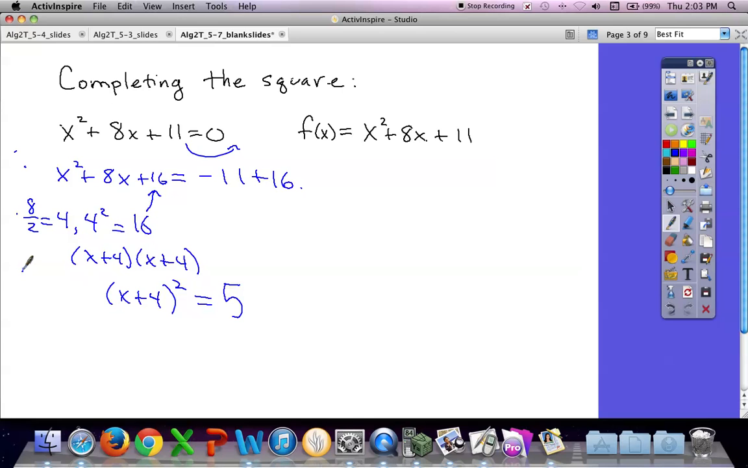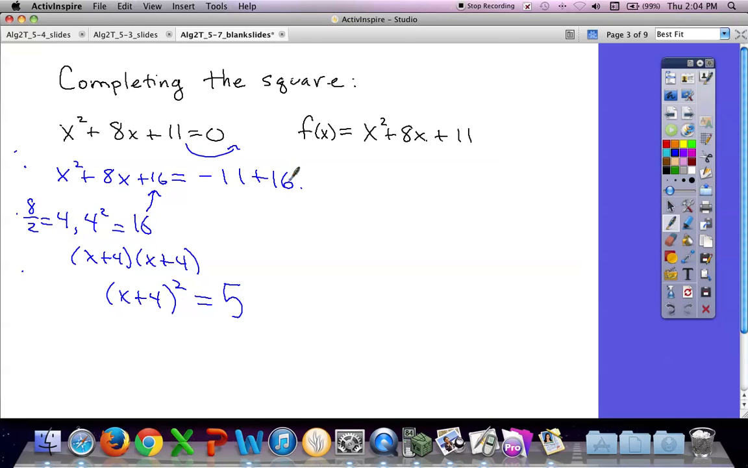So by adding the number that we did here, we created a perfect square trinomial, something that could be factored like that, right? It's a perfect square. It's one factor times itself. That's what we're trying to do. Negative 11 plus 16.